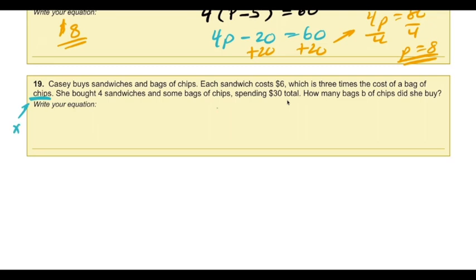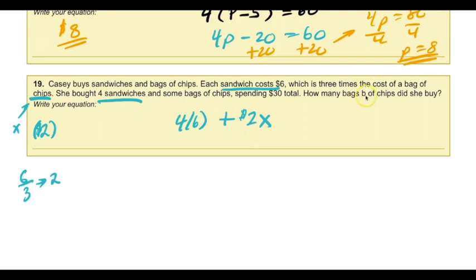So we know sandwiches are $6. And she bought 4 sandwiches, so 4 times 6 plus this is 3 times the cost of a bag of chips. So a bag of chips costs $2. So it's 6 divided by 3 is $2. So that's how much a bag of chips costs. It's $2. We're buying X amount of them. We're buying some amount of bags of chips.